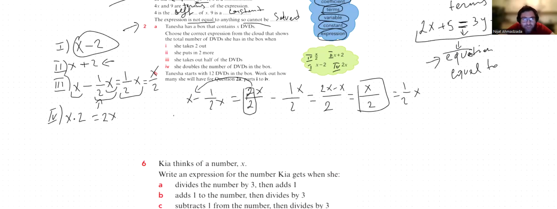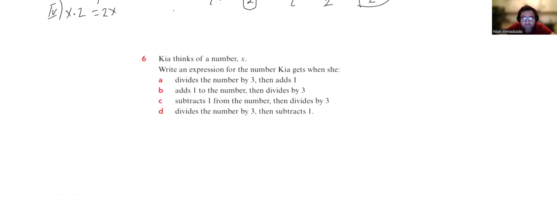And now let's do question 6 very fast. Part A, Tia thinks of a number x. She divides the number by 3, then adds 1. Part B, again, she thinks of number x. Adds the number 1, then divides it by 3. So she adds 1, gets some answer, then divides it by 3. She doesn't divide x by 3. She divides x plus 1 by 3, because she adds 1 first, then divides it by 3.